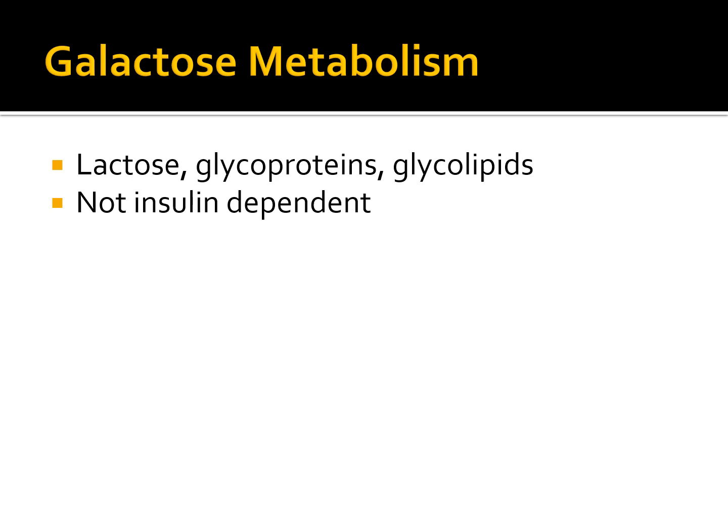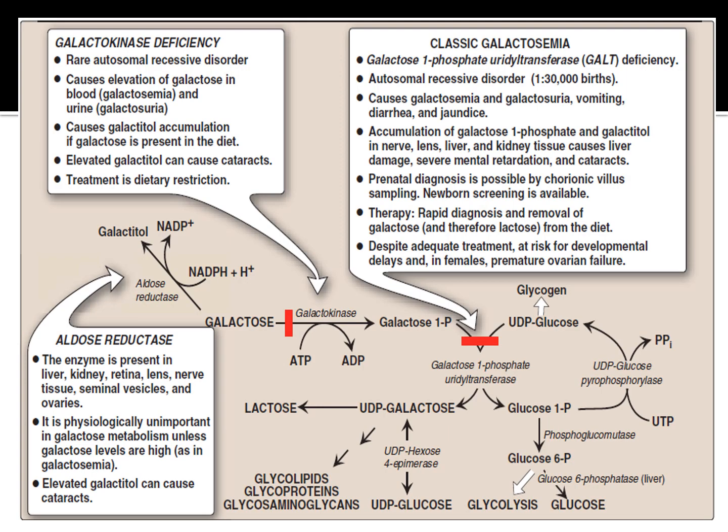Another alternative metabolism pathway of carbohydrates would be your galactose metabolism. This would be for your lactose, glycoproteins, glycolipids, and is not insulin dependent. Deficiencies in galactokinase and galactose 1-phosphate uridyltransferase could lead to deficiencies in galactose metabolism. So a galactokinase deficiency is a rare autosomal recessive disorder.